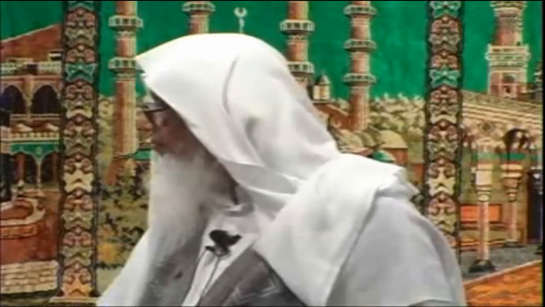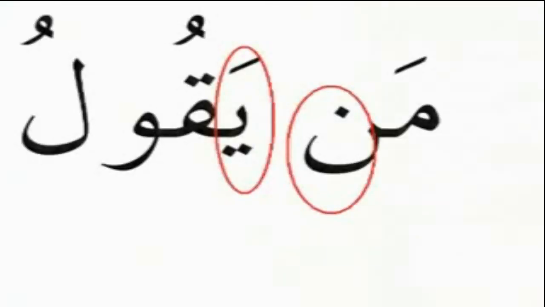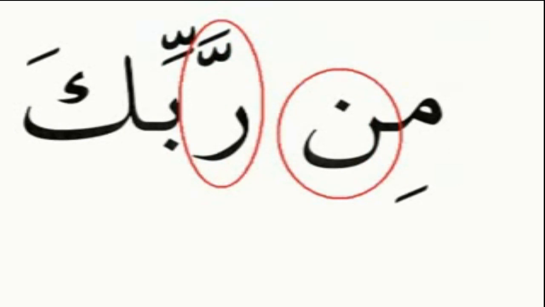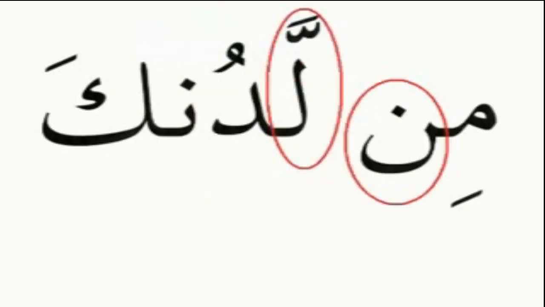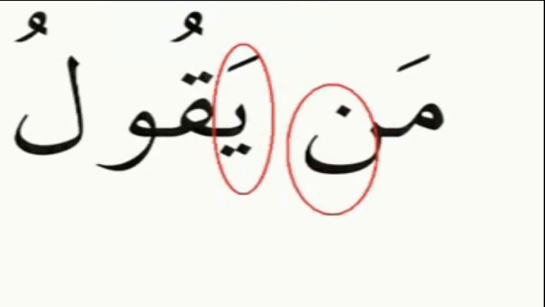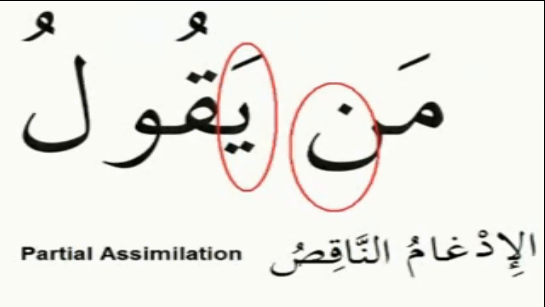The next, noon has no sukoon, but the following letter has no shadda. Here it is partial assimilation. This is complete assimilation, mir rabbika. Noon is completely lost. It becomes ra. If it is followed by lam, it becomes lam, mil ladunka. But if there is no shadda, noon has no sukoon, but the following letter has no shadda, it means it is partial assimilation. Idgham naqis.